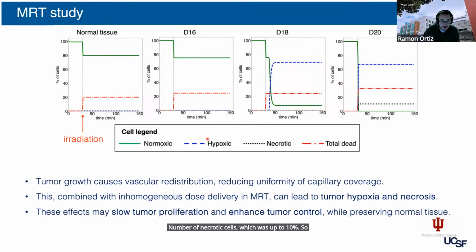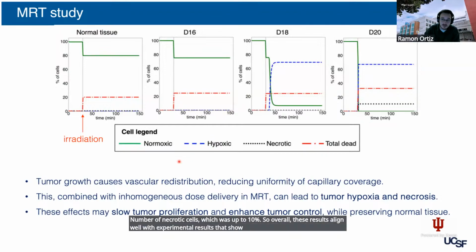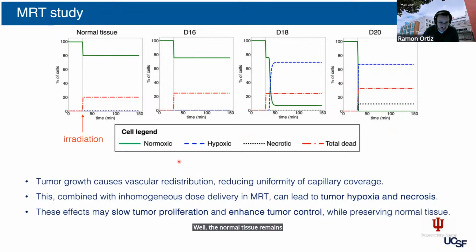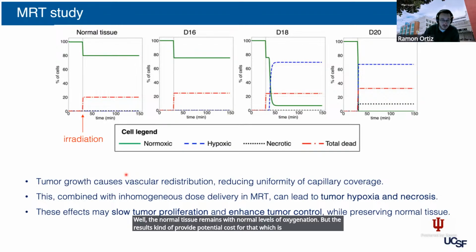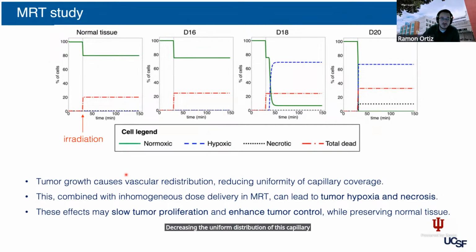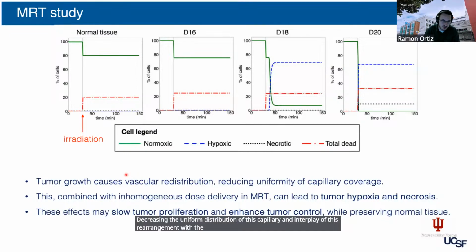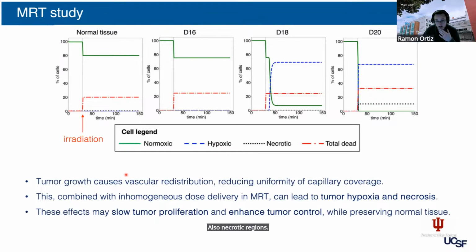So overall, these results align well with experimental results that show that there is a tumor-specific hypoxia and necrosis after microbeam irradiation, while the normal tissue remains with normal levels of oxygenation. But the results provide a potential cause for that, which is the redistribution of the vasculature as the tumor grows, decreasing the uniform distribution of the capillaries, and the interplay of this rearrangement with the highly inhomogeneous dose delivery of microbeam radiotherapy may lead to hypoxia in the tumor, which may slow down the proliferation, and also necrotic regions, which potentially can contribute to the tumor control, while preserving the normal tissue.